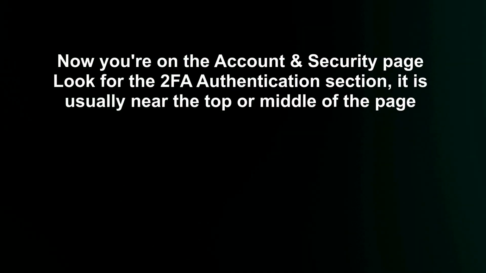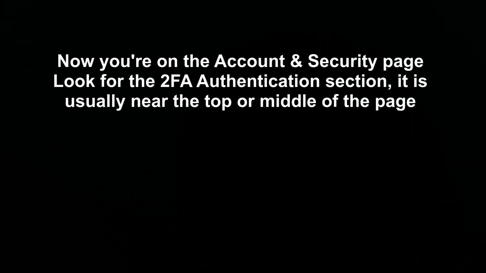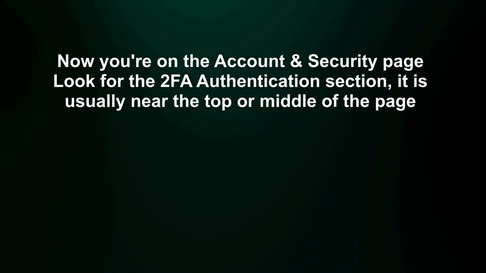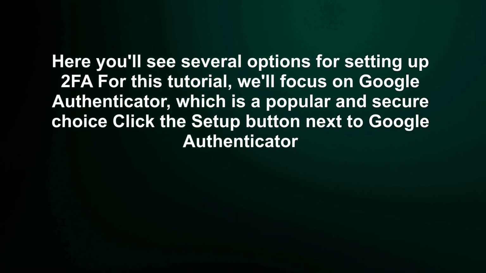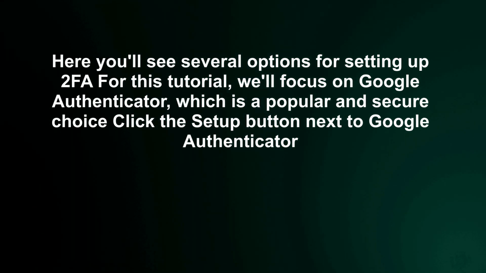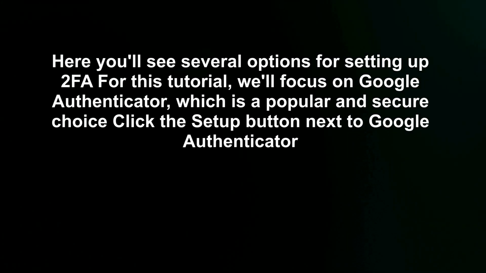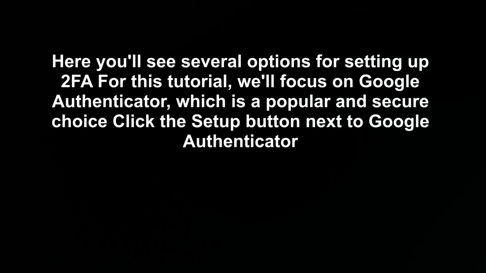Now you're on the Account and Security page. Look for the 2FA authentication section. It is usually near the top or middle of the page. Here you'll see several options for setting up 2FA. For this tutorial, we'll focus on Google Authenticator, which is a popular and secure choice. Click the Setup button next to Google Authenticator.